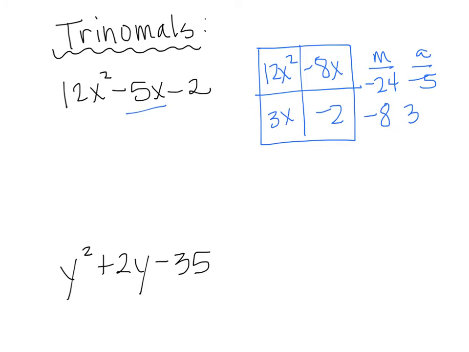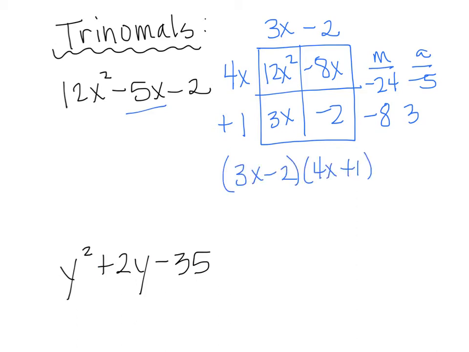And then I'm just going to pull my GCFs. So my GCF here is a 3x, my GCF here is a negative 2, GCF here is a 4x, GCF here is nothing or a 1, and it's positive, making my answer 3x minus 2 and 4x plus 1.